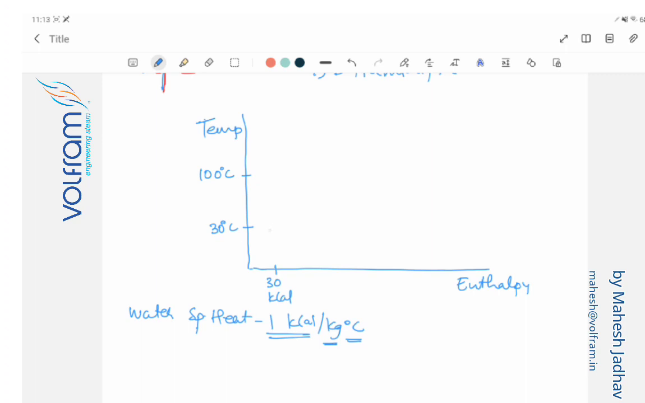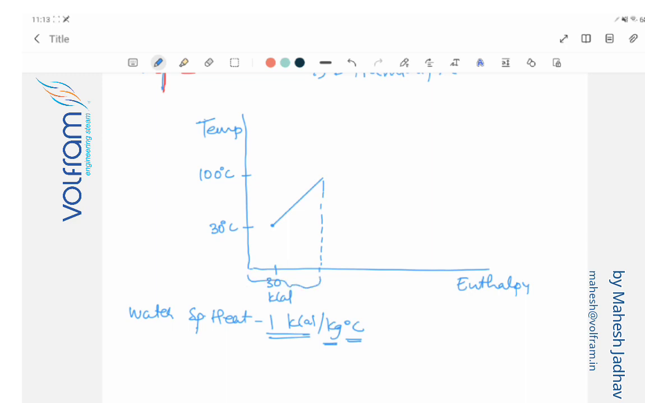So it already has 30 kilocalories of heat. Now we started heating. We put a pan with water on a gas burner and we started. So the temperature will start increasing, right? And it will reach a point of 100 degrees Celsius. Okay, at this point it's at 100 degrees Celsius, and this is the amount of heat it has gained.